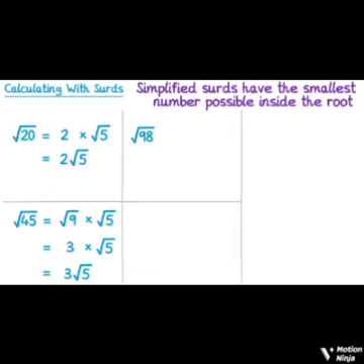Sometimes finding that square number is not as obvious. This one would be the square root of 49 times the square root of 2. Square root of 49 is just 7, so it's 7 times root 2, or 7 root 2. Now let's try square root 24.